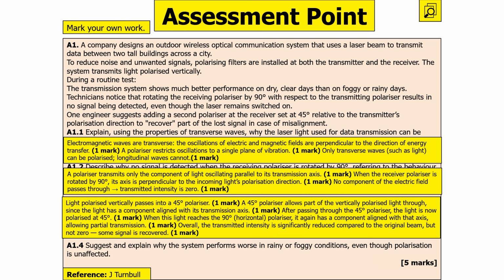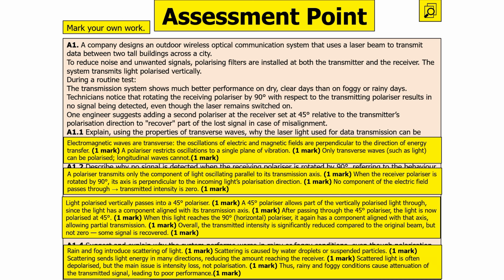Now, light polarized vertically passes into a 45-degree polarizer. A 45-degree polarizer allows part of the vertically polarized light through, since the light has a component aligned with the transmission axis. After passing through the 45-degree polarizer, the light is now polarized at 45 degrees. When this light reaches the 90 degrees horizontal polarizer, it again has a component aligned with that axis, allowing partial transmission. Overall, the transmitted intensity is significantly reduced compared to the original beam, but not zero, so some signal is recovered.